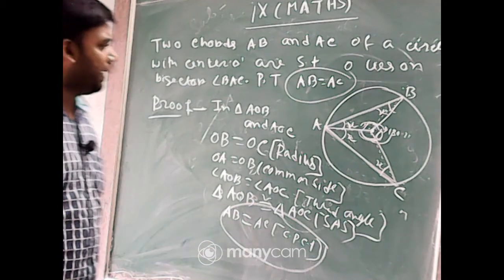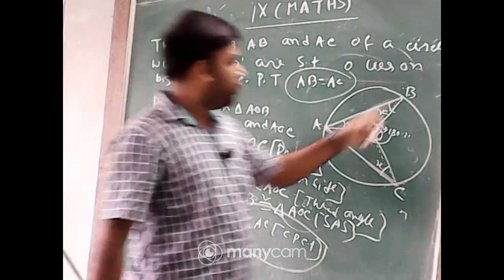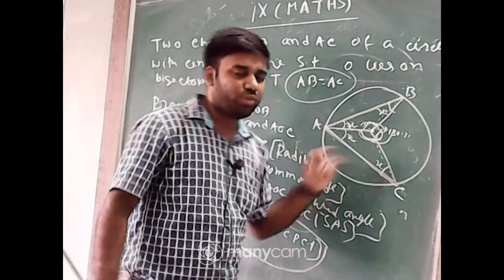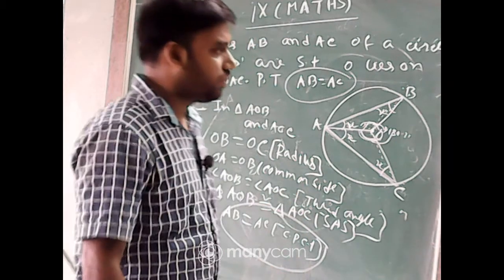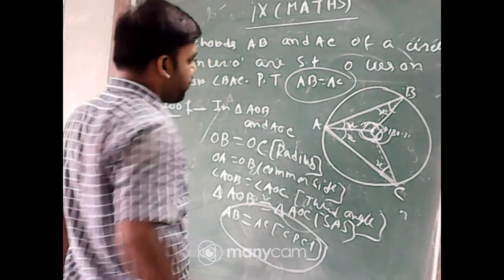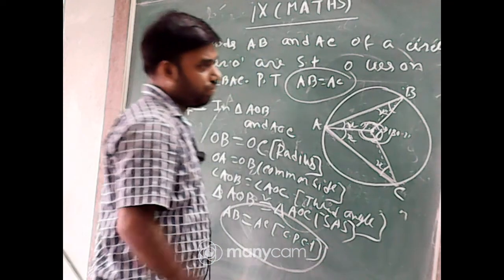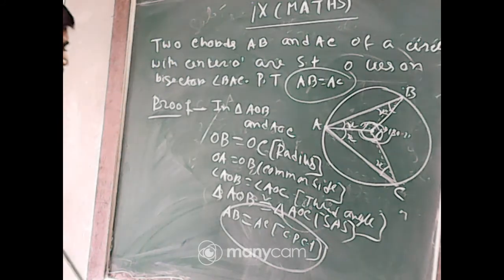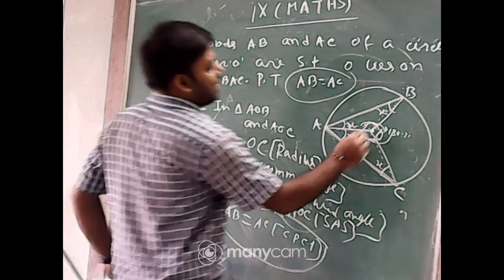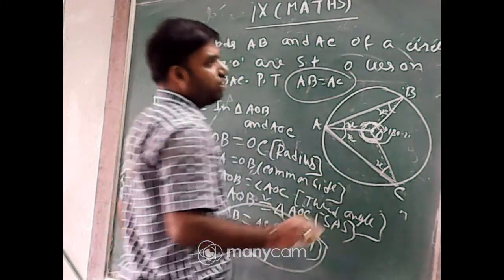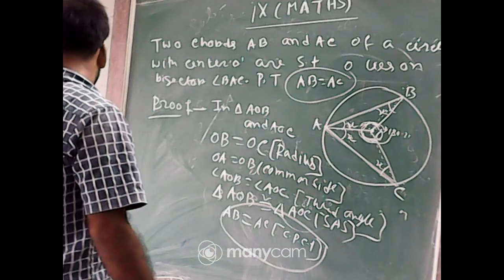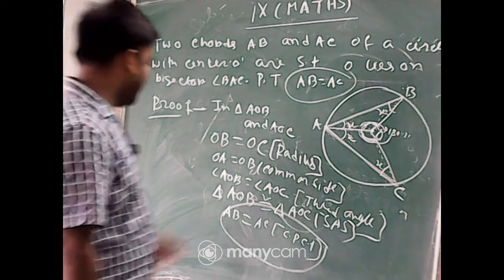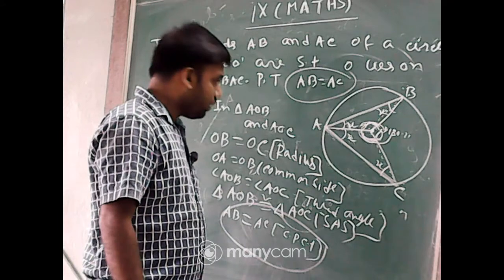Again I am explaining, between two triangles AOB and AOC. First of all, OA is the common side, OB equal to OC. Why OB equal to OC? Because they are radius. Now, okay, I will check Kinjal. AB equal to AC, and these two angles are equal. So therefore, by CPCT you can say AB equal to AC, and that is our required proof.